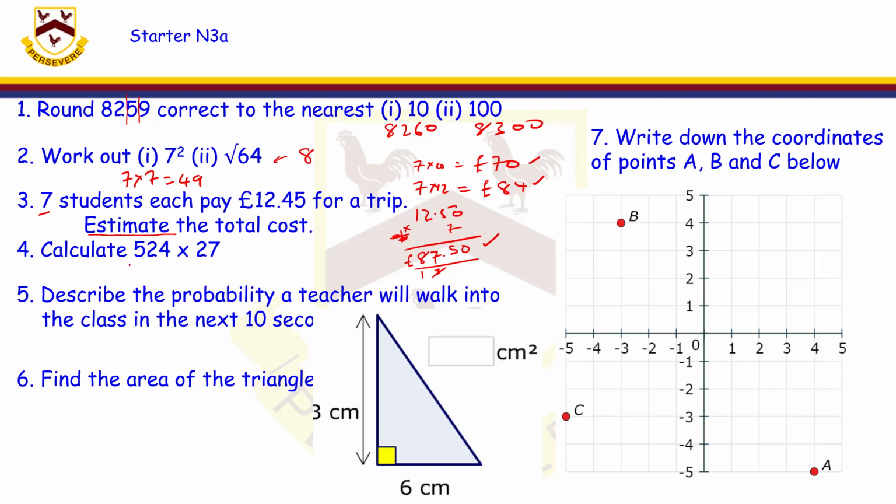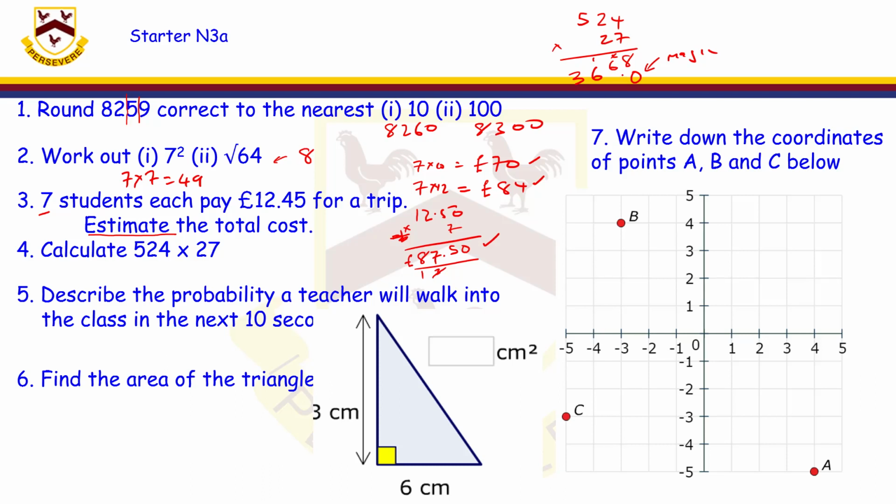Next one, calculate 524 times 27. So you have to set it up as a column. 524 times 27. So multiply everything by 7 in the first instance. 7 4s are 28, carry the 2. 7 2s are 14, plus the 2 is 16, so 6 carry the 1, don't forget to cross that out, and 7 5s are 35 plus 1, 36, and then we put a magic 0 here, because we're multiplying by tens now, not just units.